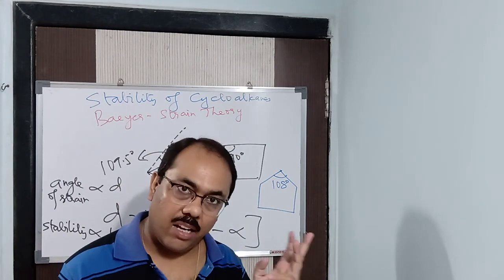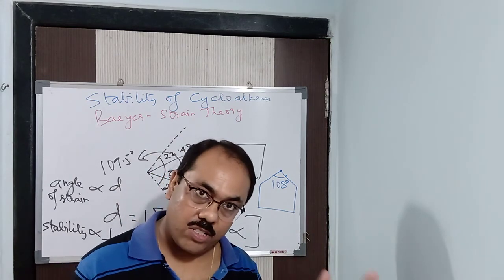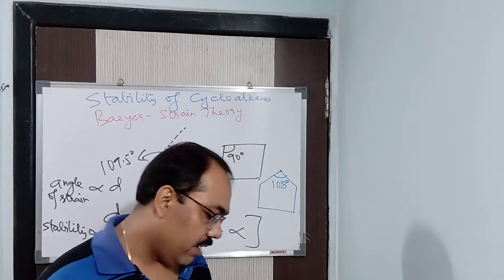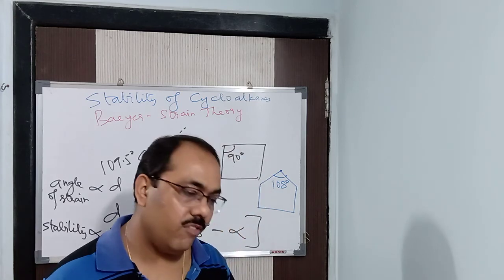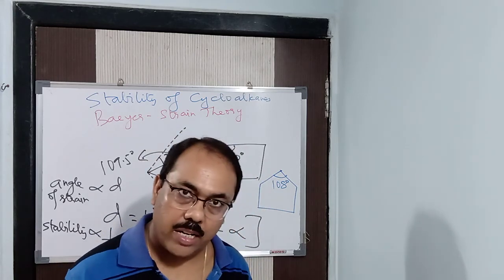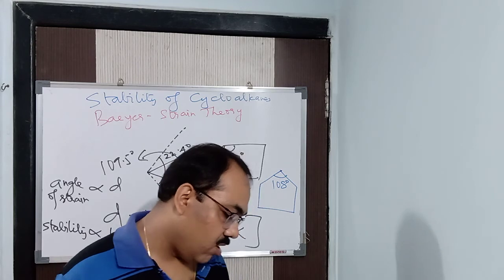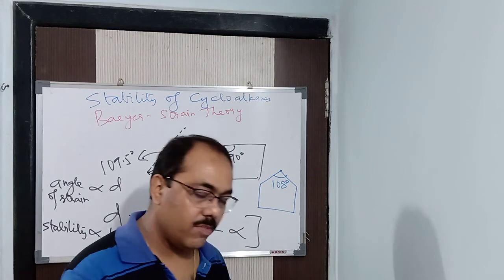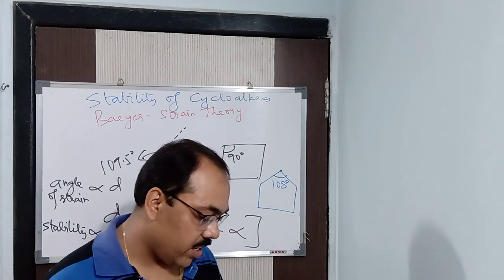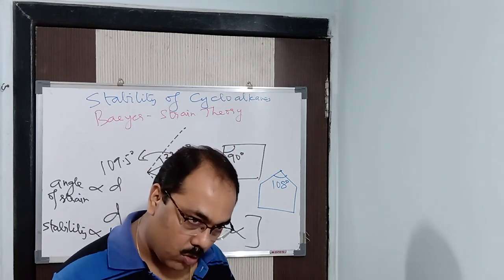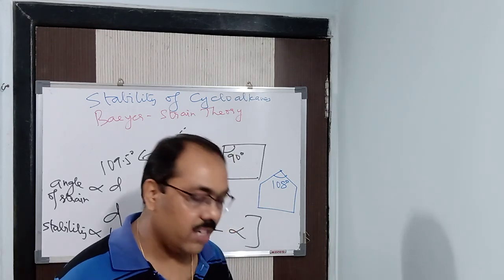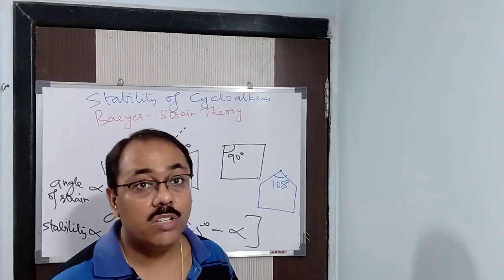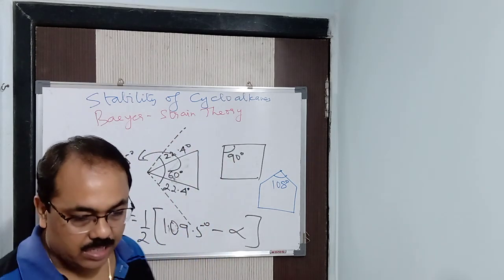So we got angle of strain, torsional strain and steric strain. These are the three different types of strain. Angle of strain results when the bond angle is different from the normal tetrahedral value of 109.5 degrees. Torsional strain is caused by the repulsion of the bonding electrons of one substituent with those of a nearby substituent. Steric strain is caused when two atoms or groups approach each other and come closer, and the strain developed is known as steric strain or steric hindrance. Now, due to which, what is going to happen? We will see in the next one.